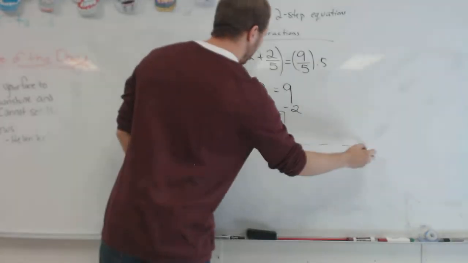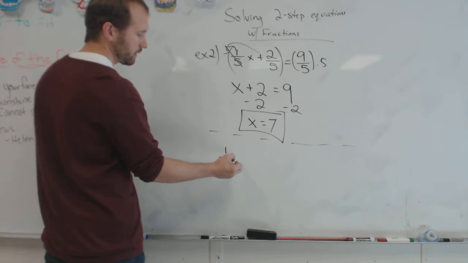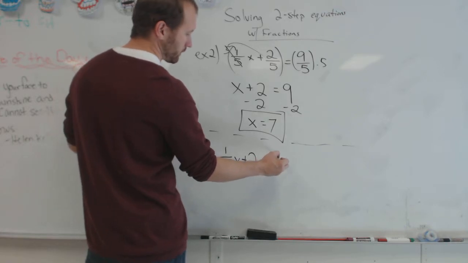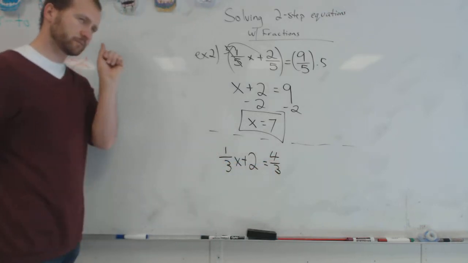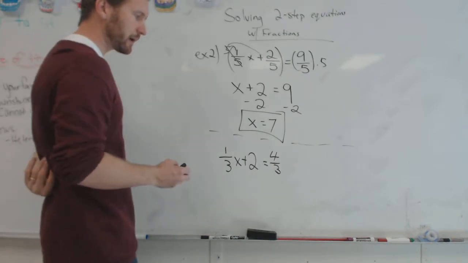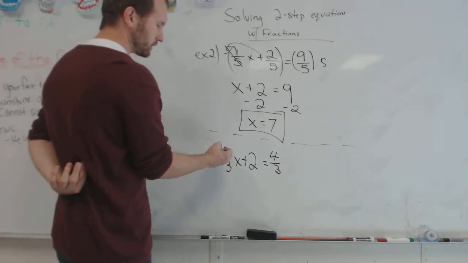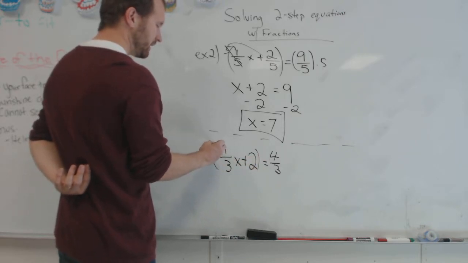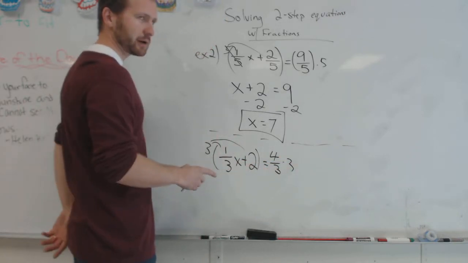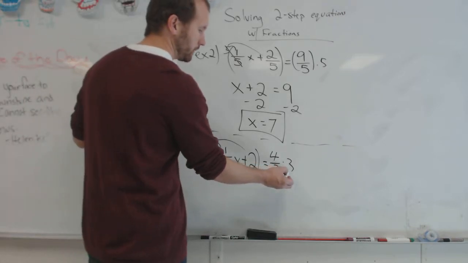Beautiful. Okay, what if I had this problem? 1/3 x plus 2 equals 4/3. You multiply by 3. Yeah, I'm still going to multiply by 3. I still don't really want those fractions there. Even though I have fewer fractions, I'm going to choose to do this. I don't have to do this. I could solve it by subtracting 2 and multiplying by 3. It wouldn't be that hard, really. But this will make it even easier.